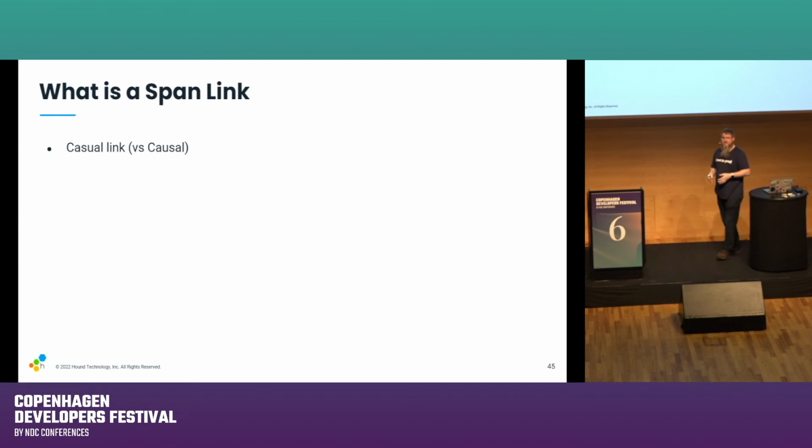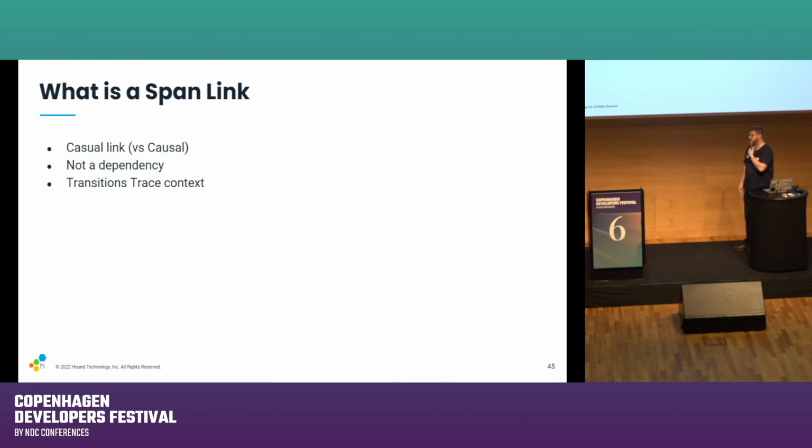Span links allow us to say that our new trace, our new span in our new trace, relates to another span in another trace. So we're not saying that this thing is a dependency, we're saying that it's linked. It might be a dependency. So we use trace context or span context to create these things, but it doesn't exist inside the same trace. This is how we get two traces that we can move between the two.